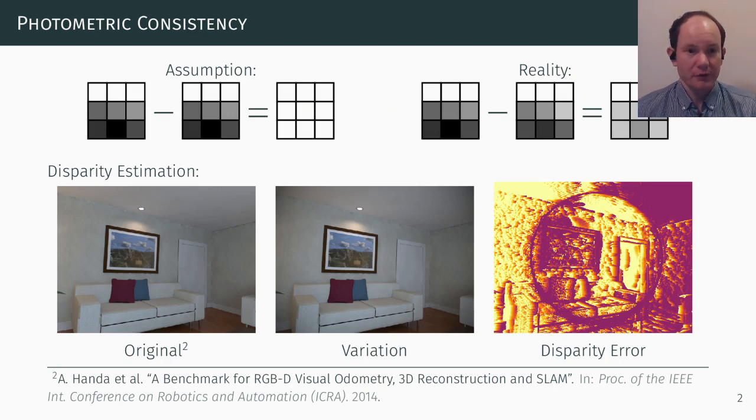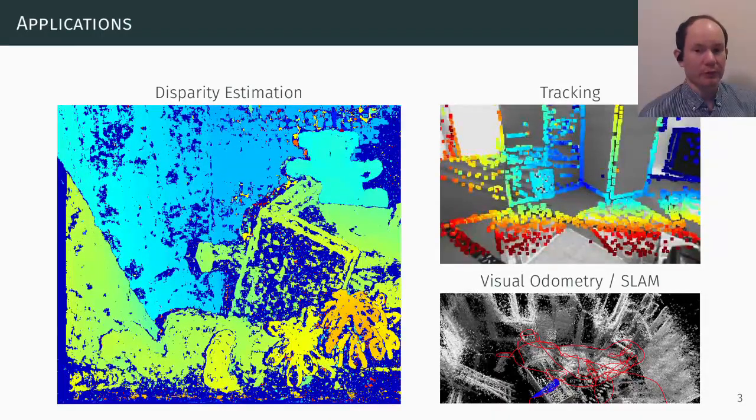The most commonly used direct measure assumes photometric consistency, meaning the difference between corresponding patches is close to zero. In reality, this assumption is constantly violated due to camera properties, viewpoint and illumination changes. We added for demonstration purposes a vignetting and slightly adjusted the overall brightness on an image from the ICRA living room dataset. This leads to unreliable depth estimates and inaccurate tracked movement, which degrades overall map quality in robotic applications.